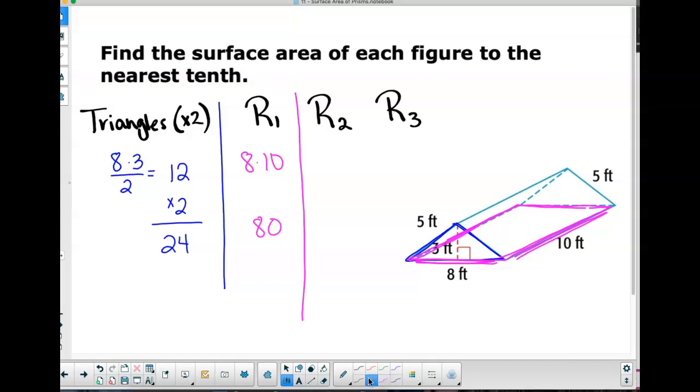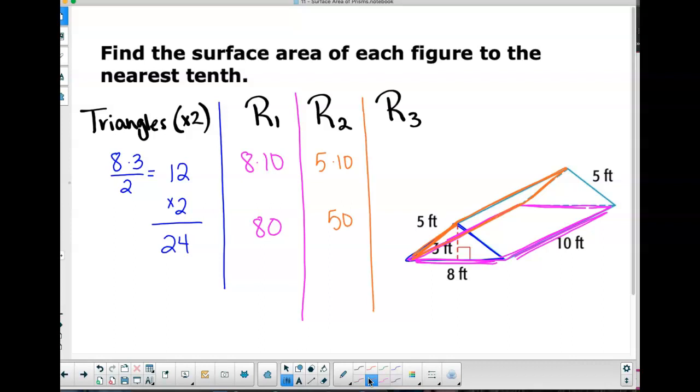I'm going to switch colors. And let's do this one on the back side here. So this rectangle on the back. What are the measurements on that rectangle? In my case, it's orange. What are the measurements there? Krista? 5 times 10, which is 50.